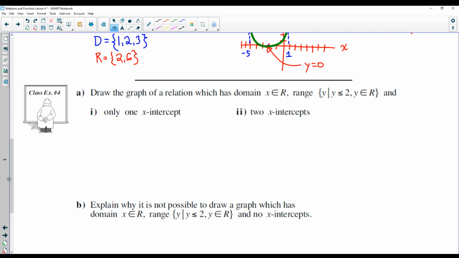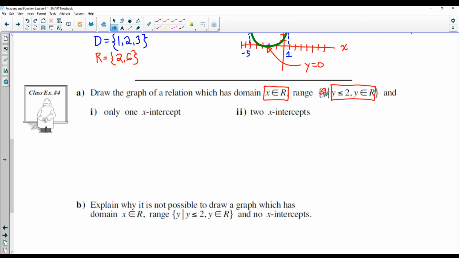Okay, example 4 says draw the graph of a relation that has a domain of x as any real number. So what that means is when we draw the graph, the graph must be continuous both towards the left and the right. And the range, so what it shows right here, the symbol looks kind of weird. So it says y, then you have this vertical line. I'm just going to focus on this part right here.